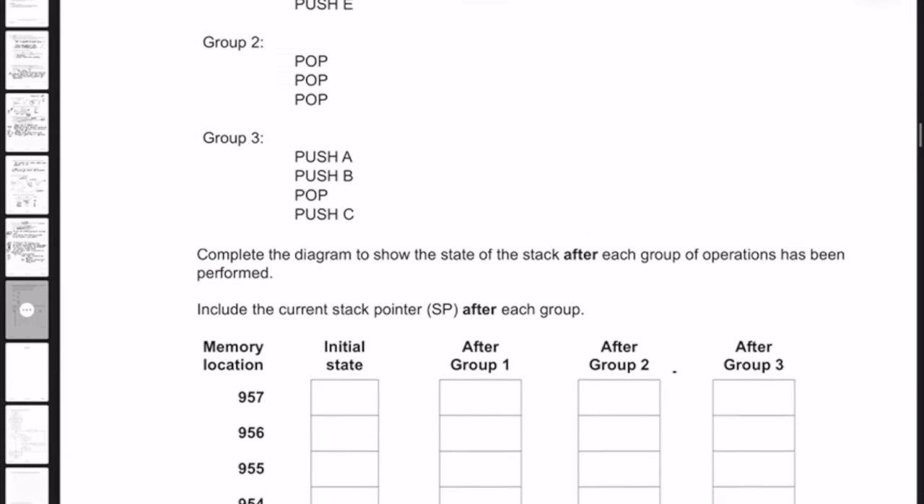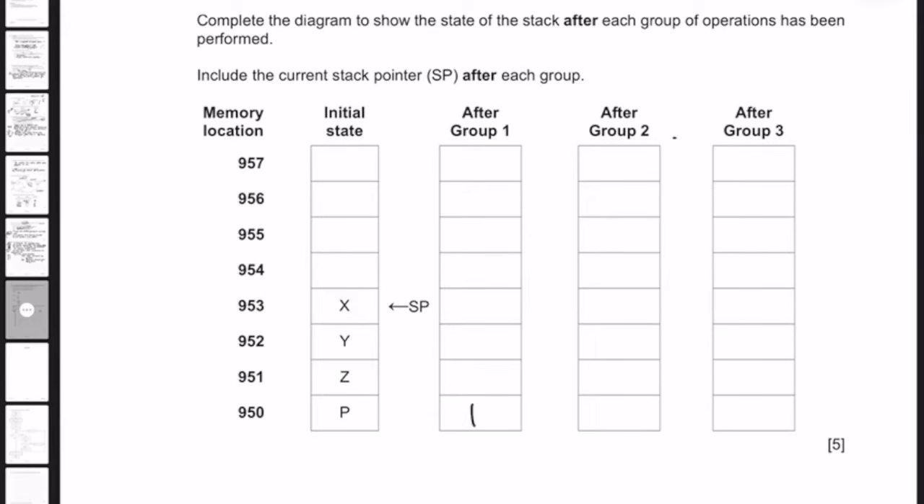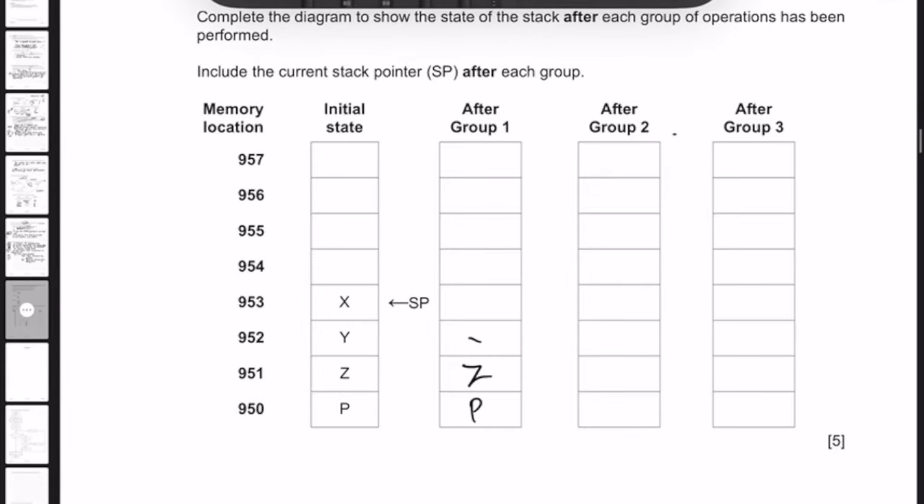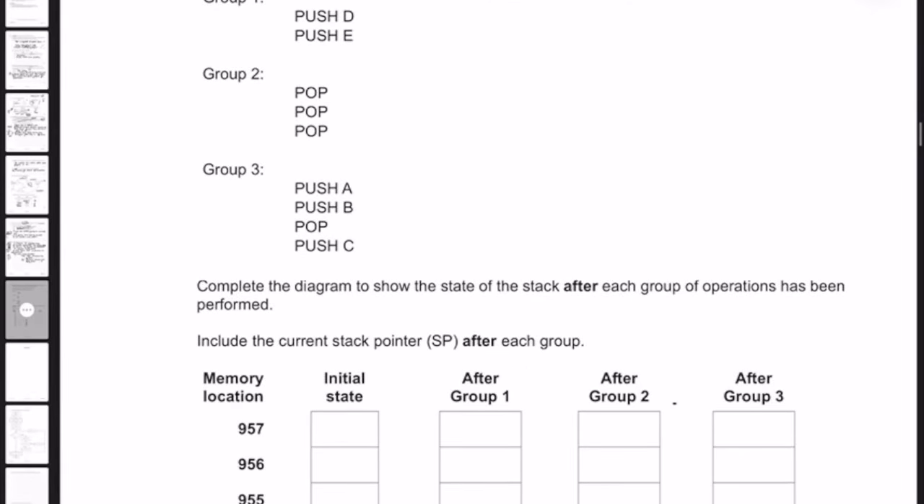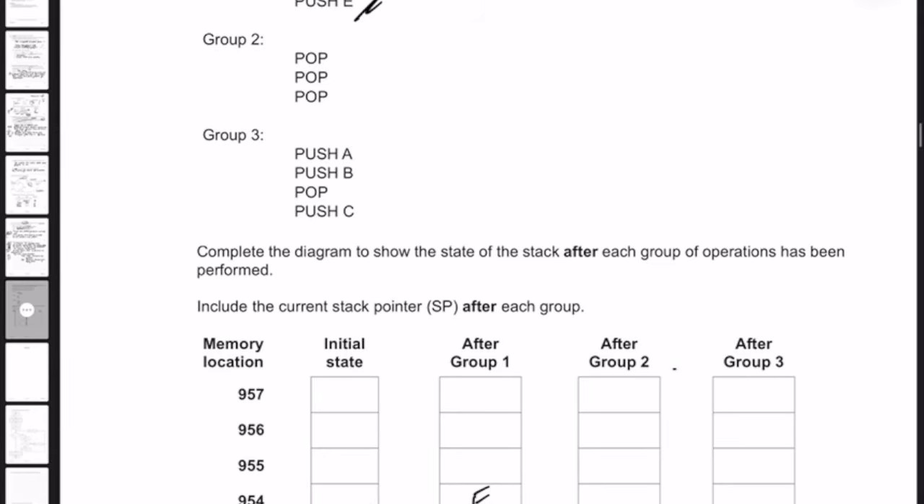Okay, so first one, this is the initial state, and we can just rewrite this. Y, X. Okay, then what we're going to do for group 1, we have to push E first, so it just adds to the top. And then you have to push D first, my bad. Push D first, then E, and this is where our pointer will be.